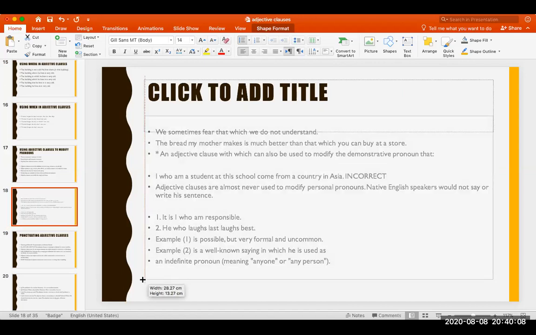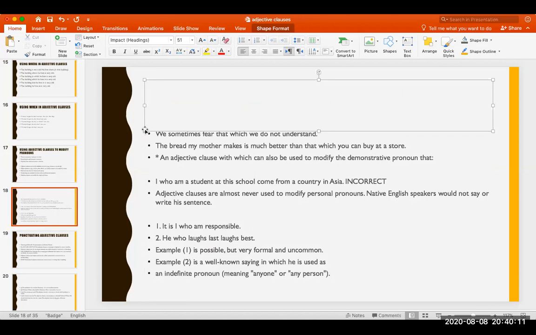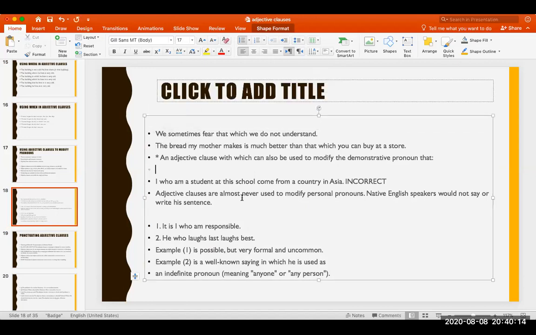And look at this interesting idea also, piece of information. We sometimes fear that which we don't understand. We fear that. We fear anything originally which we don't understand. The bread my mother makes is much better than that. Yani, than the bread which you can buy at the store. So that replaces a phrase. The adjective clause with which can also be used to modify the demonstrative pronouns.